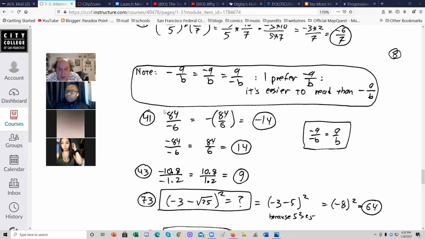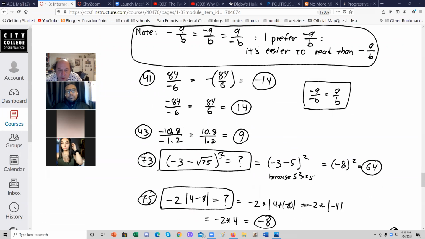Here you have 84 over negative 6. Well, it's the opposite of 84 over 6, and 84 over 6 is 14, so a negative 14. Here we have a negative 84 over negative 6. Again, an even number of minus signs cancel out. So this becomes 84 over 6, or positive 14. Here again, we have a negative over a negative. They cancel, 10.8 over 1.2, or in other words, positive 9.